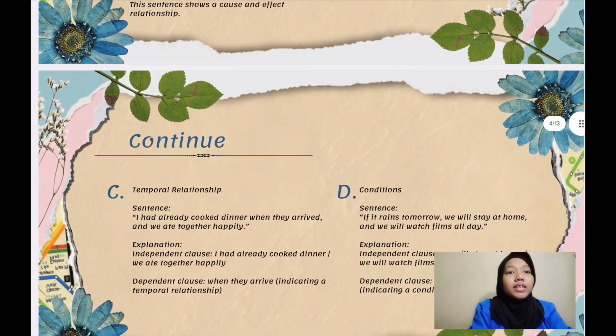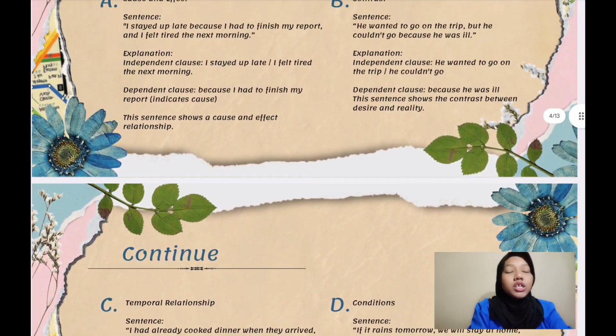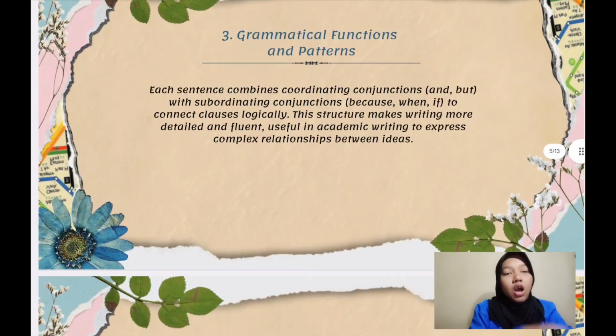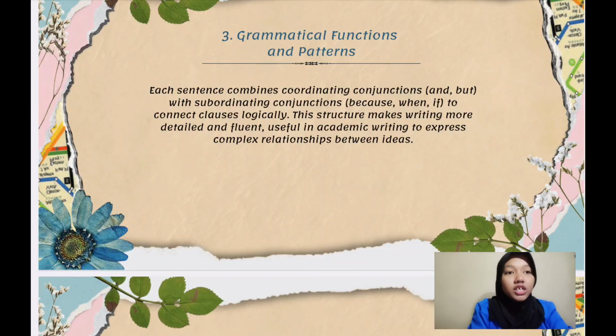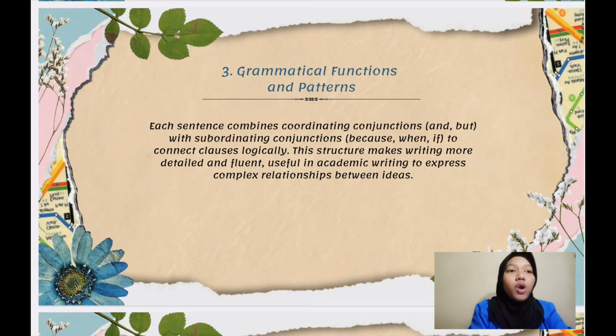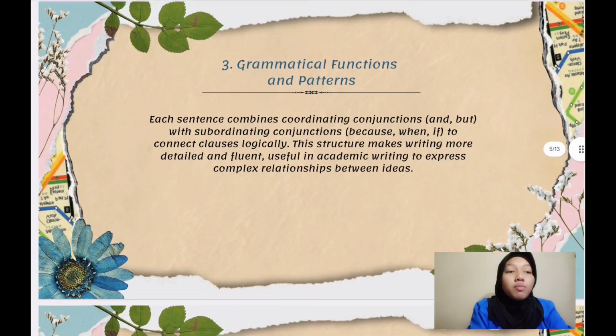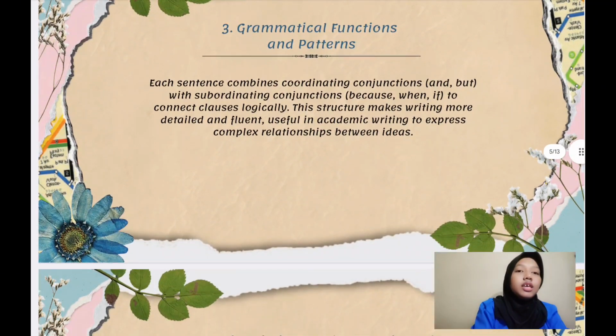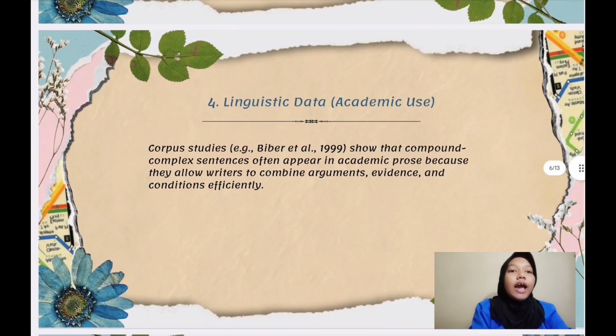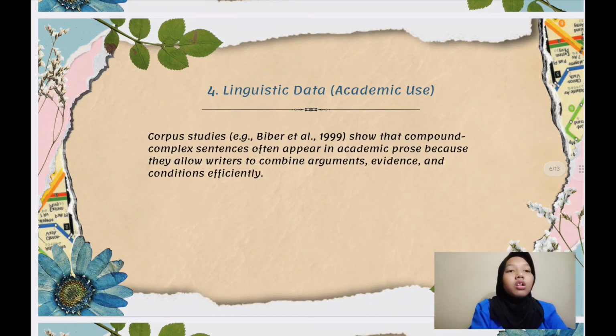Grammatically, compound complex sentences use coordinating conjunctions such as and, but, or, and subordinating conjunctions like because, when, if, or although. Using this type of sentence makes your writing smoother, more logical, and detailed. In academic writing, as stated by Bieber et al., 1999, compound complex sentences are often used because they help writers combine arguments, evidence, and conditions effectively.